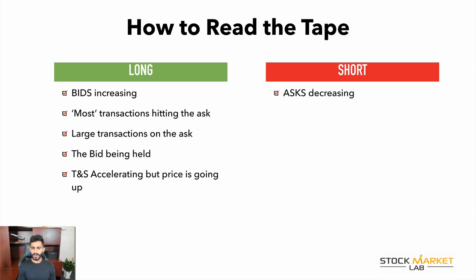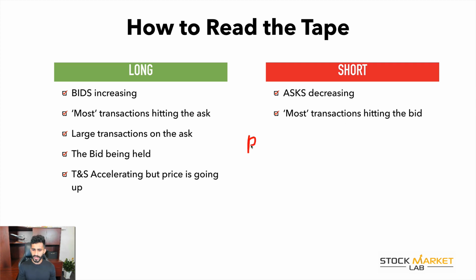Now, another thing you guys got to keep in mind on the short side is the asks are decreasing, that the sellers are lowering their sell price. So if a seller wants to sell something for 11 and he lowers his price to, let's say, 10.8, that right there is kind of like, okay, they're not able to sell the stock, they're not able to execute the order at what they want to sell for, so that means they're not strong. That's one thing we want to look for. We want to see a lot of transactions hitting the bid. We don't want to see the transactions hitting the ask. We want to see the transactions hitting the bid.